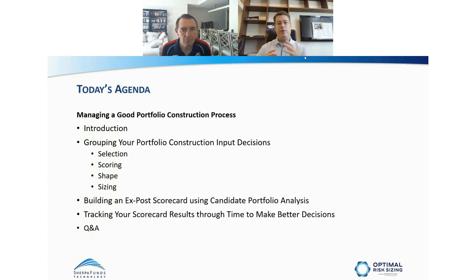We're going to take these inputs, selection, scoring, shaping, and sizing, and put them together into a scorecard using the candidate portfolio analysis that will tell us what is actually contributing to the success or to the struggles of the portfolio. Then we're going to see how you can use that scorecard as a simple rubric, tracking it through time to really help improve your decisions over time. In any given period it might be noisy, but if you track that scorecard over time, it's going to give you a lot of insight into what the drivers of your portfolio performance are. And again, we'll take questions at the end.